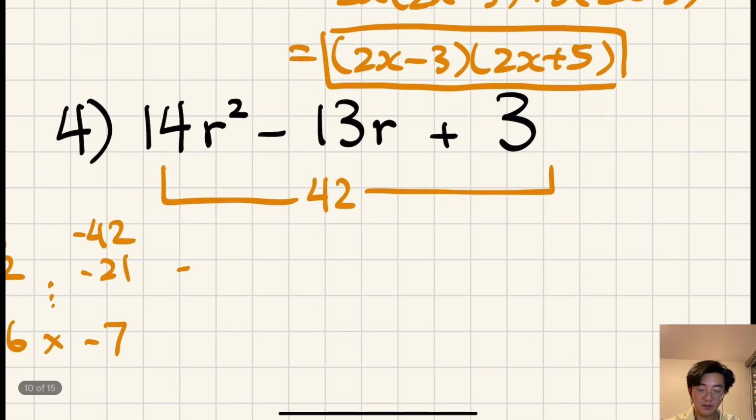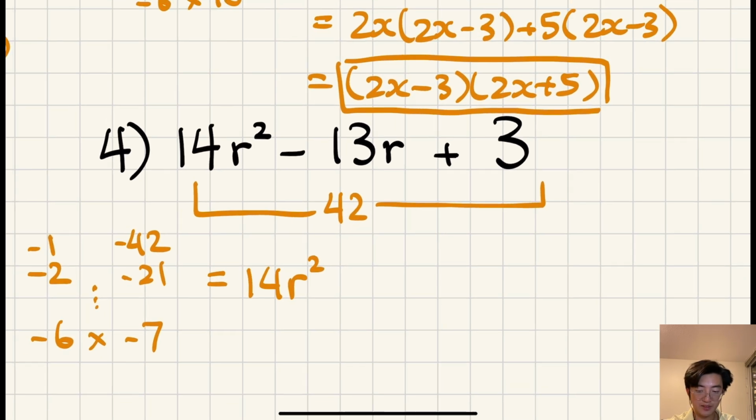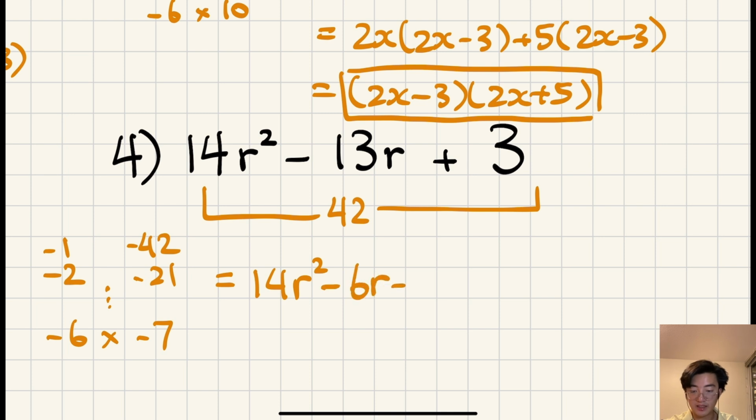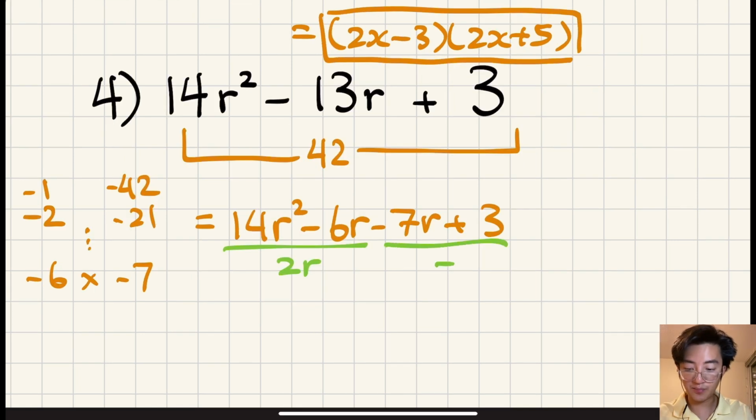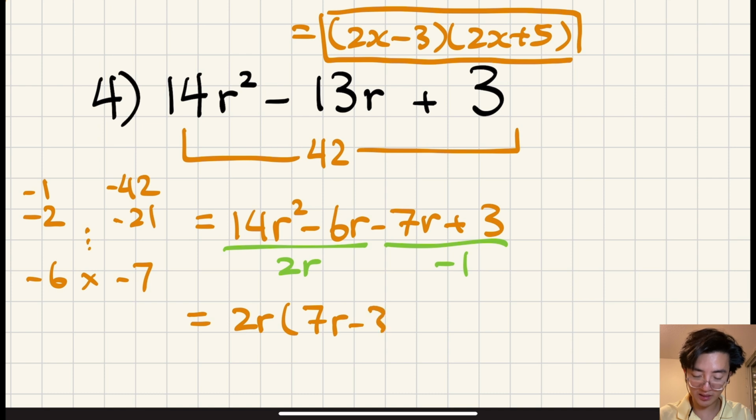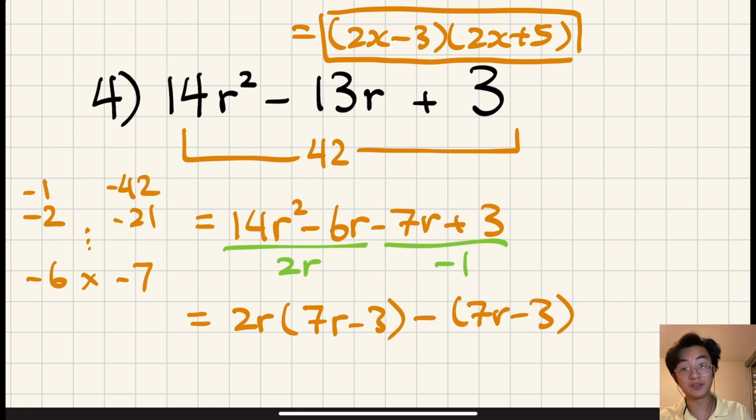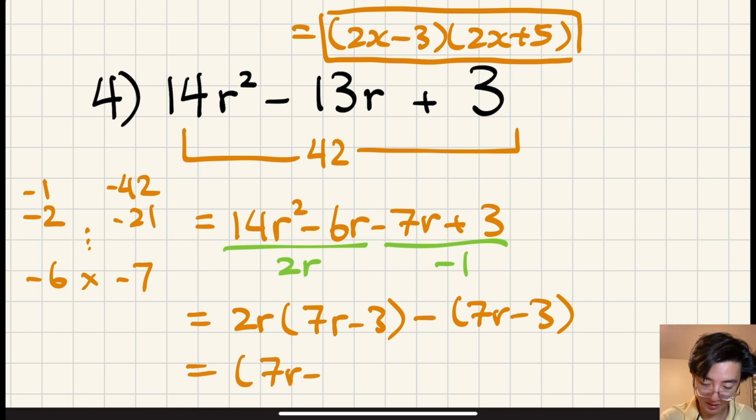Okay, so we decompose the negative 13r to minus 6r minus 7r plus 3. We take out 2r from the front, and from the back, we can take out a negative 1. That gives us 2r times (7r minus 3) minus (7r minus 3). This is a minus 3 here because we take out the negative 1 from a plus, so it becomes minus 3. So lastly, we get (7r minus 3) times (2r minus 1).